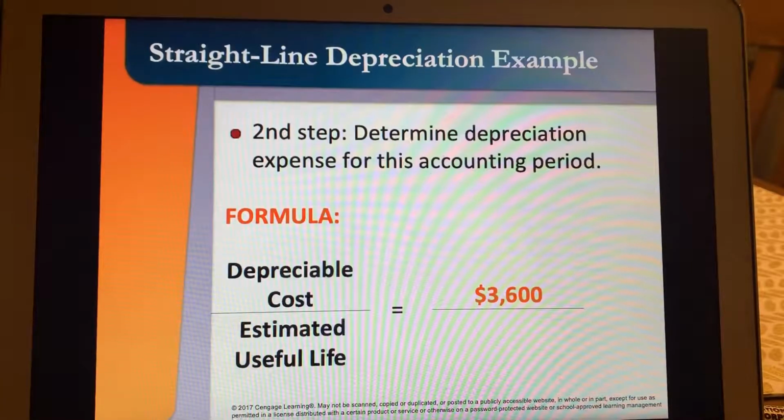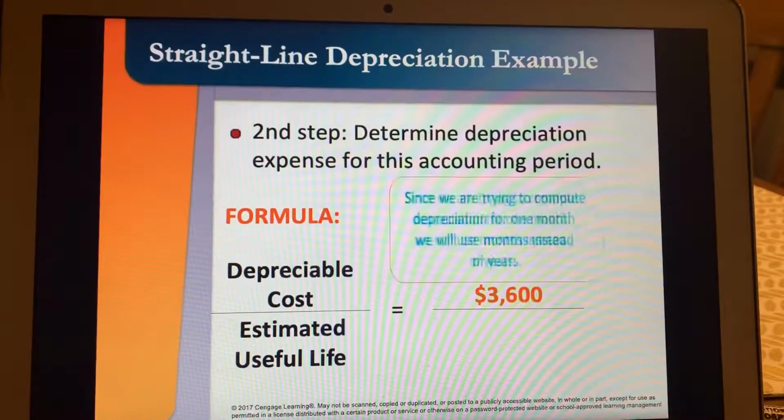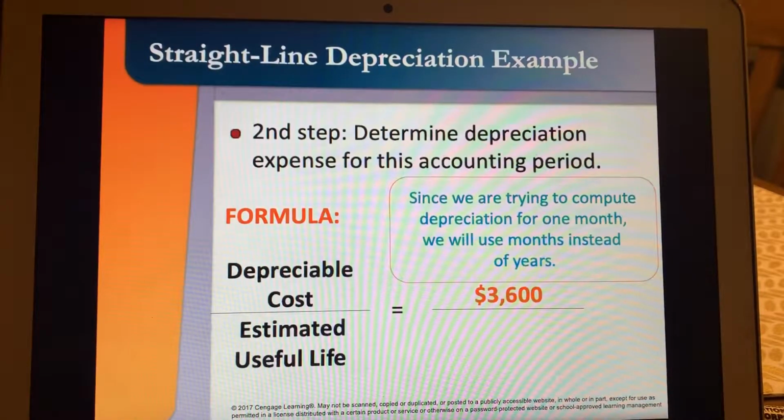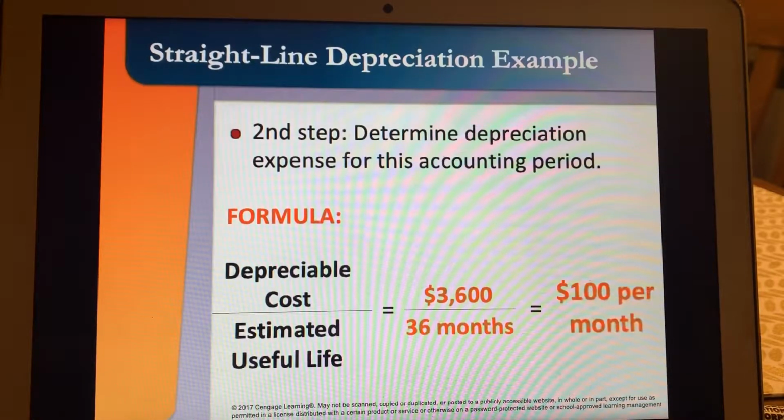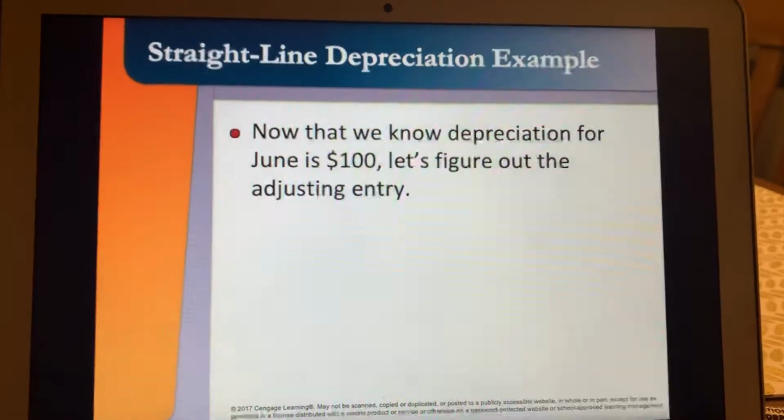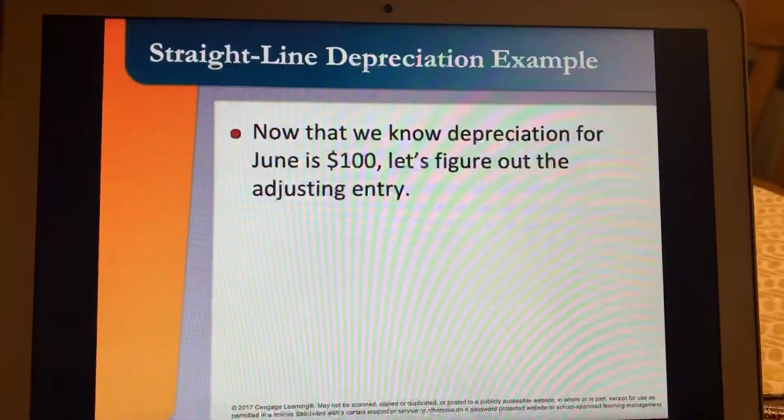So typically, estimated useful life is about 5 years. But let's see what this example says. Since we're trying to compute depreciation for 1 month, we'll use months instead of years. So it's 36 months. The useful life is 3 years. So 1 month is going to be $100 per month of depreciation that we can expense out.